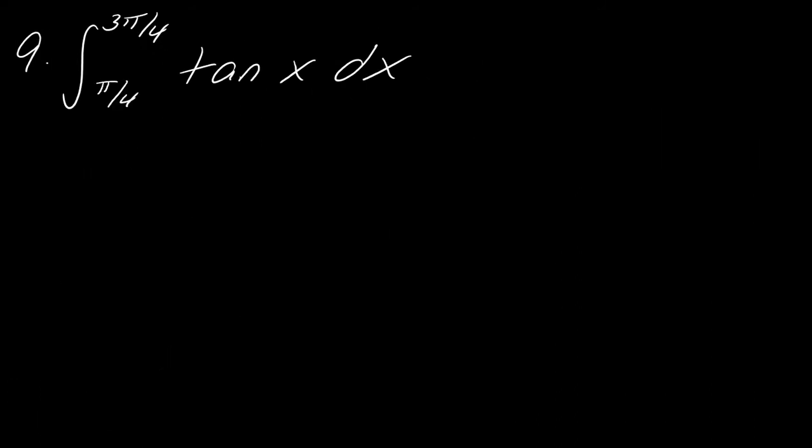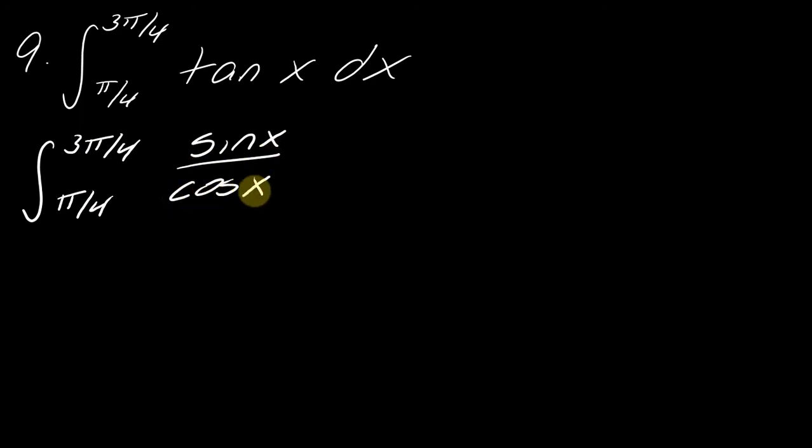Okay, so for number 9, I've got this definite integral of tangent x. If you look at your list of antiderivative formulas, there is no antiderivative for just tangent of x. So this is actually a substitution problem in disguise. What you have to do for this one is rewrite it in its sine of x over cosine of x form, and then you can do the substitution.